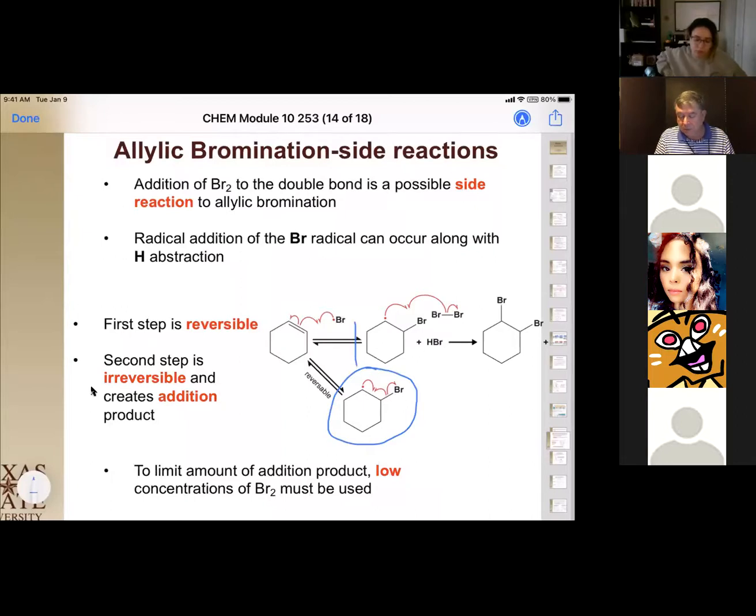But once you form this radical here, it can either react with bromine to give you a second bromination, or it can react with HBr to give you hydrogenation at this site. So you have a possibility of getting mixtures of dibromo products. In fact, you're always going to get a little bit of the dibromo. And the best way to avoid that is making sure you have very little bromine in your solution at any one time. And that will encourage it to react with the HBr preferentially instead of the bromine.